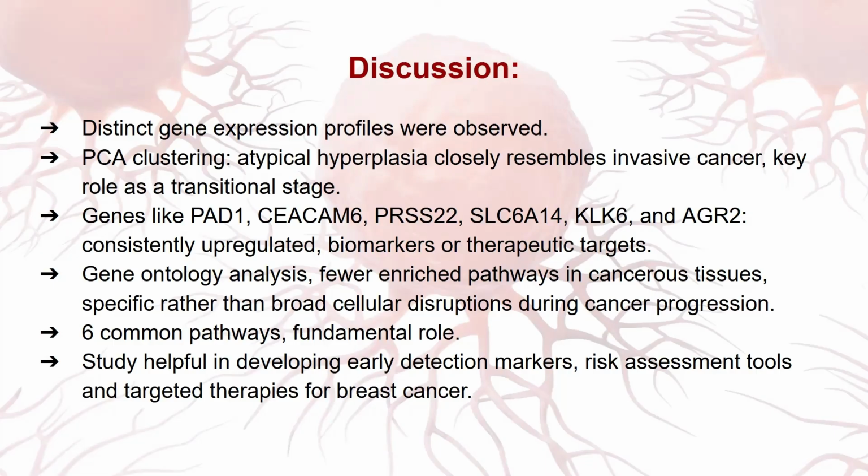Then, instead of random disruptions, cancer progression involves targeted, specific pathways. This means transcriptomic analysis can truly improve early diagnosis, personalized treatment, and therapeutic strategies in breast cancer by knowing what genes and what are their functions which are upregulated or downregulated in a particular stage of malignancy.